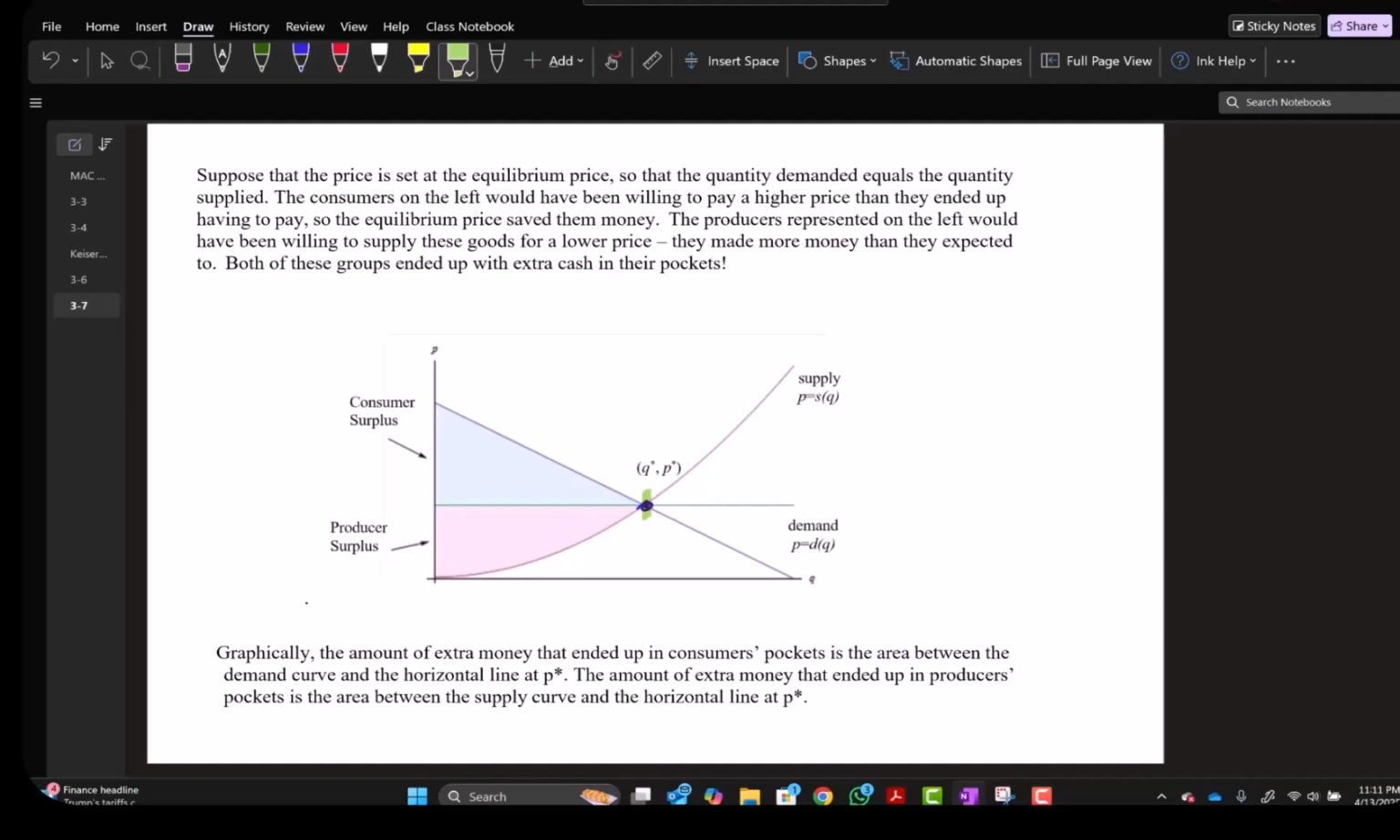Graphically, the amount of extra money that ended up in consumers' pockets is the area between the demand curve and the horizontal line at P. That is the blue area again, and that's my consumer surplus. And the amount of extra money that ended up in producers' pockets is the area between the supply curve and the horizontal line at P.